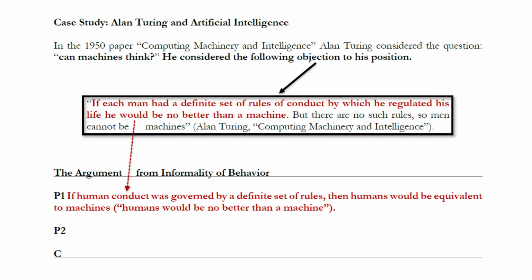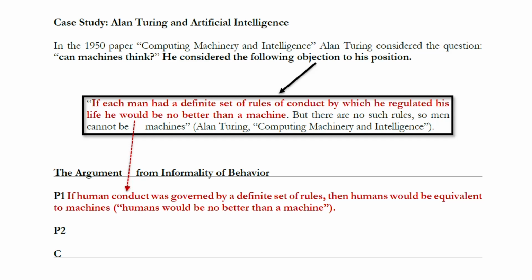We should notice that the first sentence of this argument is a conditional statement. I have rendered this first premise of the argument as follows. If human conduct was governed by a definite set of rules, then humans would be equivalent to machines, or as Turing puts it, no better than machines. The idea here is this.